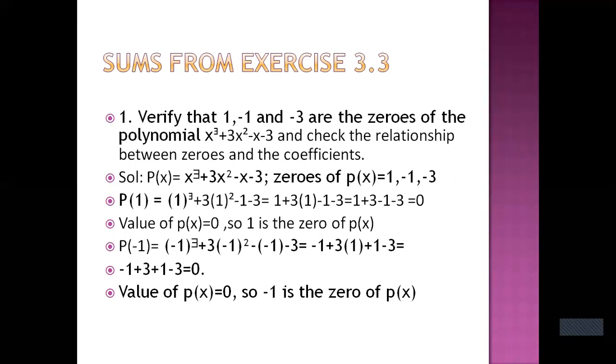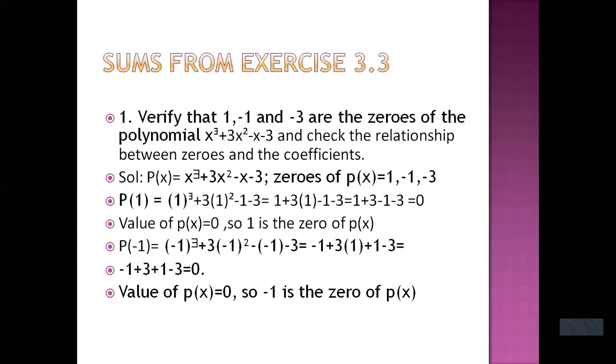First, write all the zeros which are given in the question, that is 1, minus 1 and minus 3. So let us find whether these are the zeros of the polynomial or not. To check whether these are the zeros of this given polynomial or not, you have to substitute these zeros in place of x, and if you get the value of the polynomial as 0, then we can say that it is a zero of the polynomial.